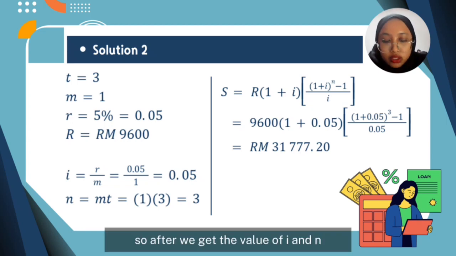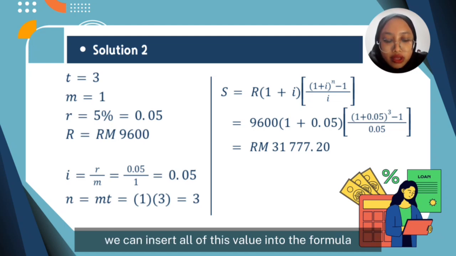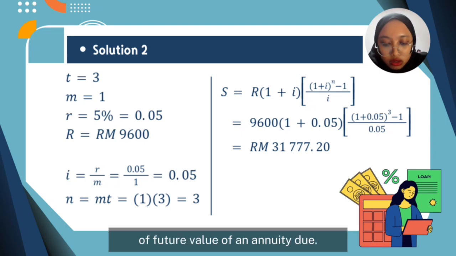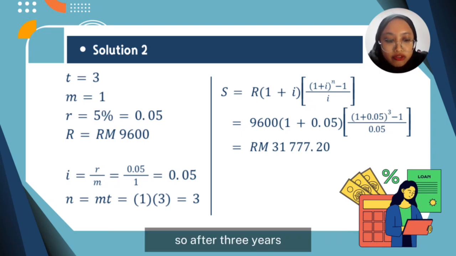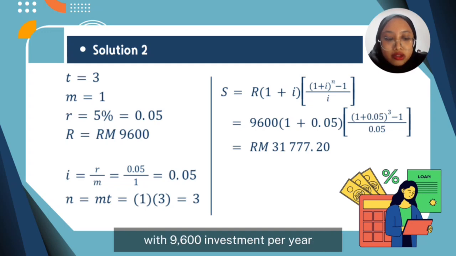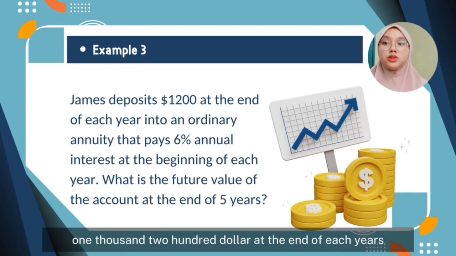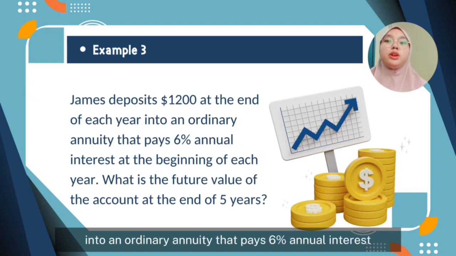So after we get the value of I and N, we can insert all of this value into the formula of future value of an annuity due. So after 3 years with 9,600 investment per year, Michelle will have 31,777 ringgit 20 cents.